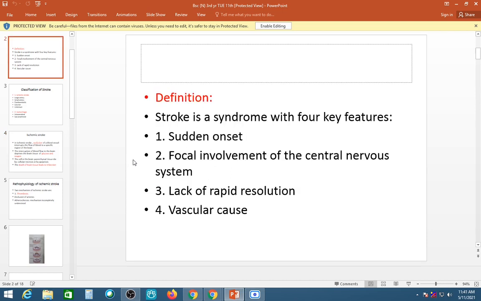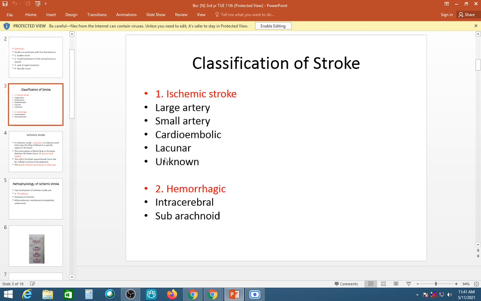You have to remember the definition very nicely: it is a sudden onset phenomenon involving the brain, not the whole brain but a focal area, and it is of long duration, with lack of rapid resolution. The cause is the blood vessels of the brain, mostly the arteries. In ischemic stroke, the artery is blocked, and in hemorrhagic stroke, the artery is bursting, ruptured. Okay?